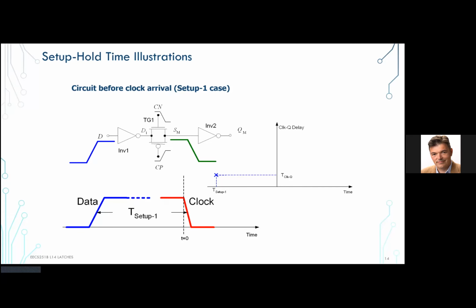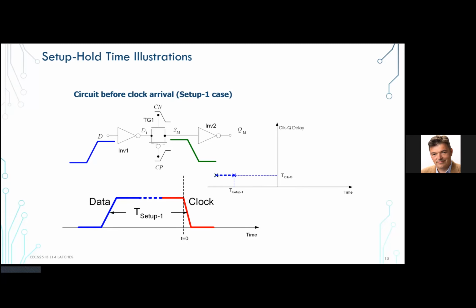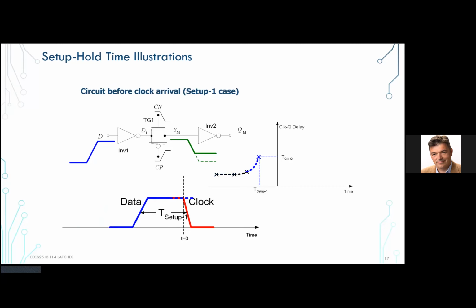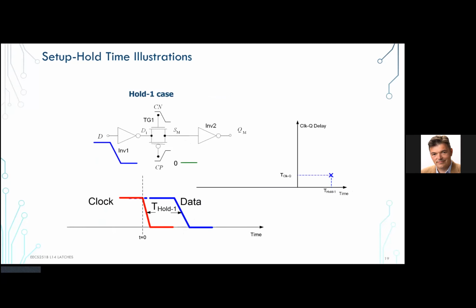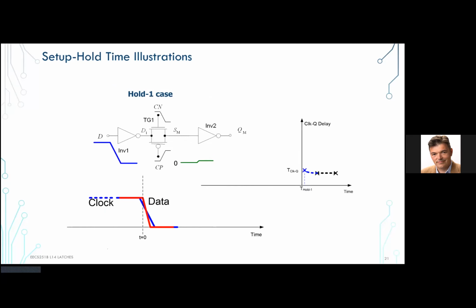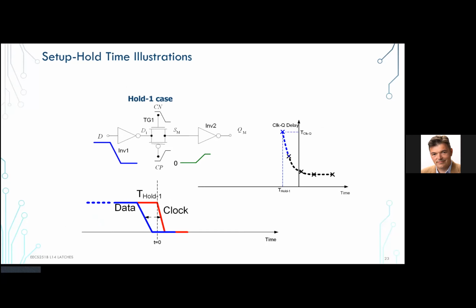As data gets closer and closer, I start violating the setup time, and my clock to Q delay increases. Eventually, the latch will fail. We've seen that before. The same story holds when we are evaluating the hold time. As the data arrives closer and closer, we typically will have negative hold times, and it is going to run into a latch.